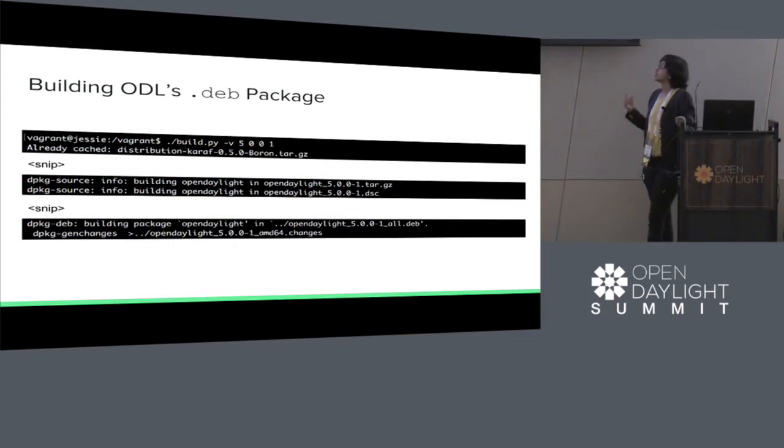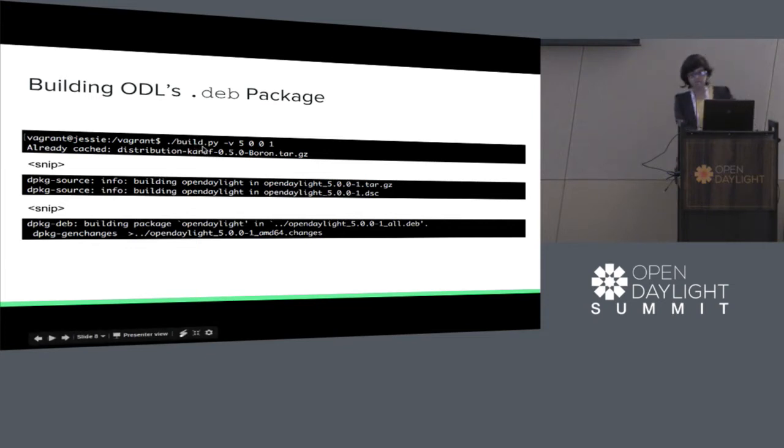Now to build a .deb package, this is the command that we run. We execute the script build.py with the arguments. This is the major version, this is for the Boron release, then the minor version, the patch version, and the .deb version that we want.